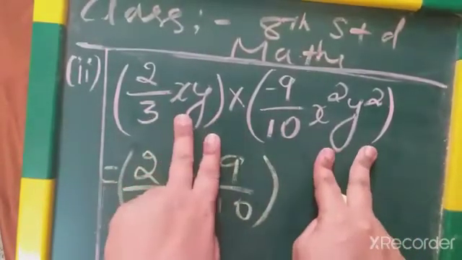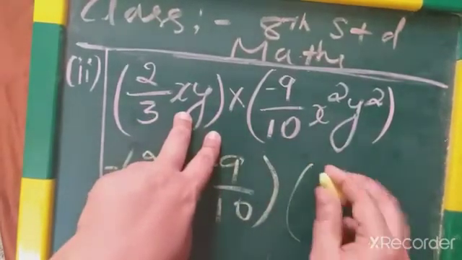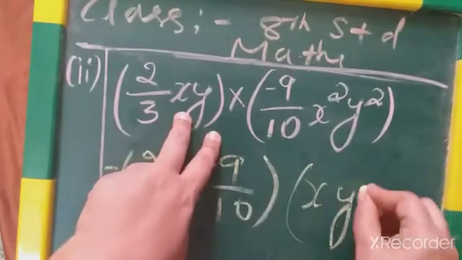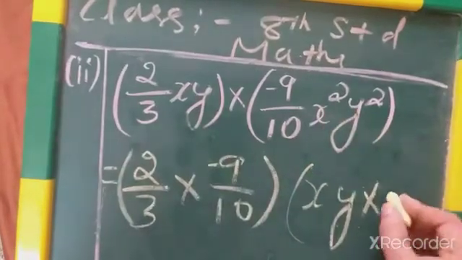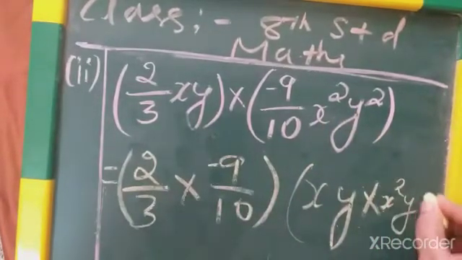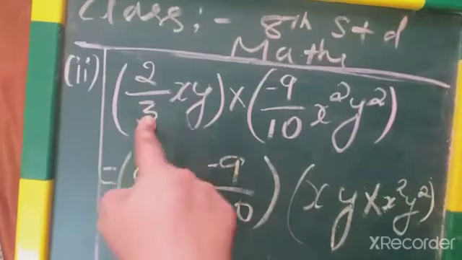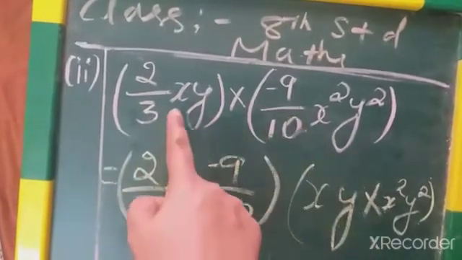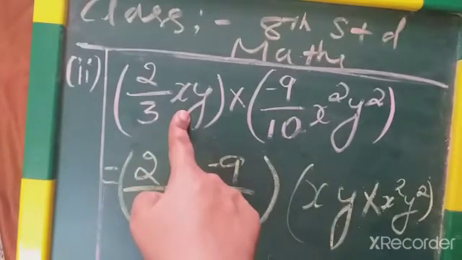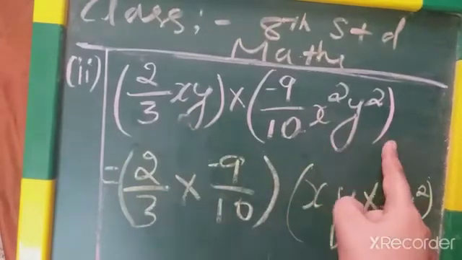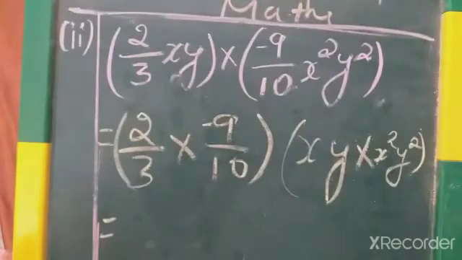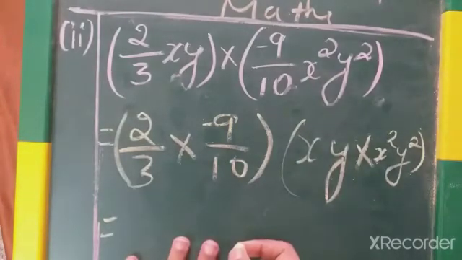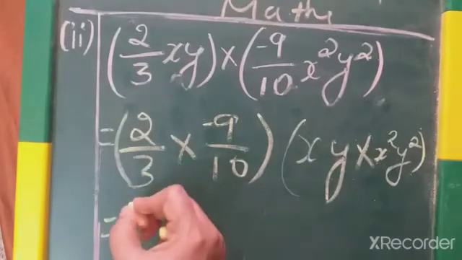Now the letters: xy into x square y square, the next term. 2 by 3 into minus 9 by 10, then the letters. Now the next group is xy into x square y square. Now here 2 by 3 into minus 9 by 10. Here fractions are given, so we can cancel, reduce the value or cancel the fractions.